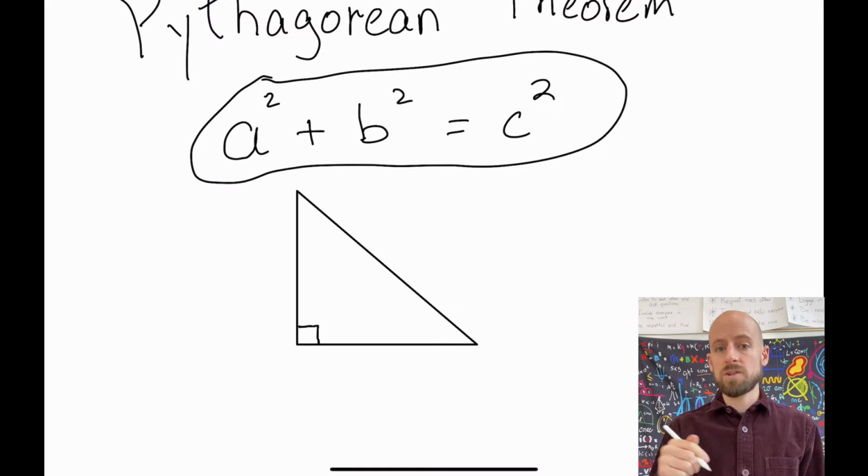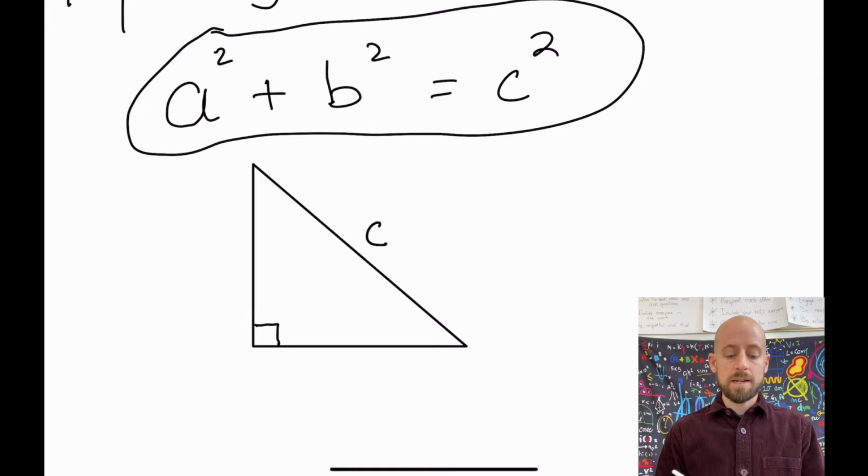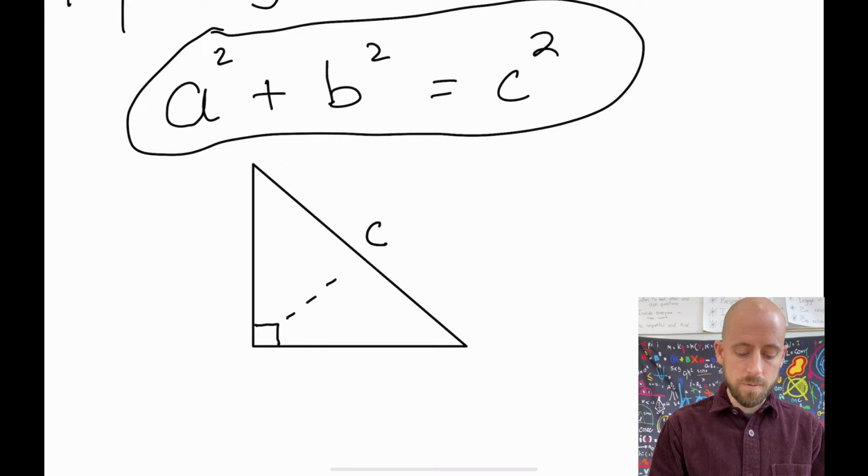So A, B, and C are just going to be numbers, and they're going to represent the sides of this triangle. So where do they go? It turns out that A and B are just the two legs of the triangle, and C is the hypotenuse. And the hypotenuse is the longest side in a right triangle because it's across from the longest angle. You can see right here that C is right there, because it's right across from this 90-degree angle.